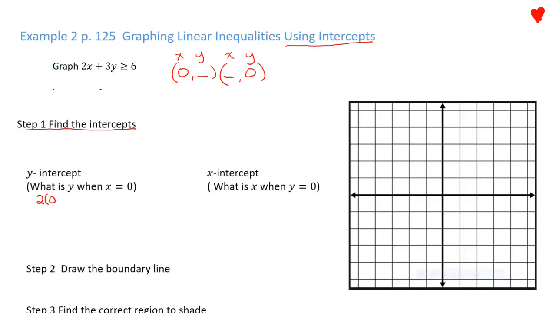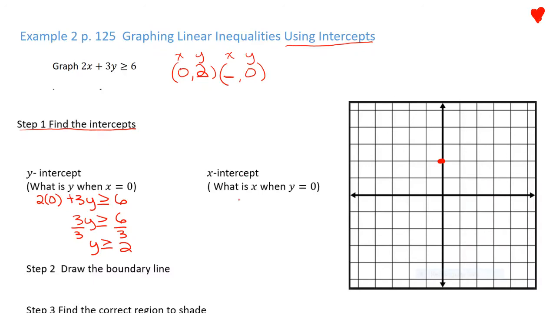2 times 0 plus 3y is greater than or equal to 6. So that's just 0. So 3y is greater than or equal to 6. Divide both sides by 3. So y is greater than or equal to 2. So let's go ahead and put our 2 in here and plot that point 0 comma 2, over 0, up 2. So there's our y-intercept. All right. And now we have to do our x-intercept.